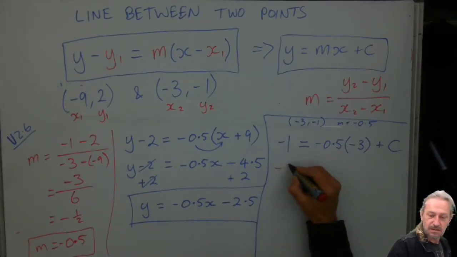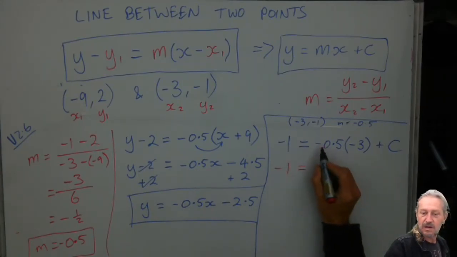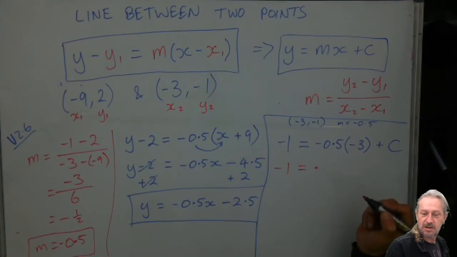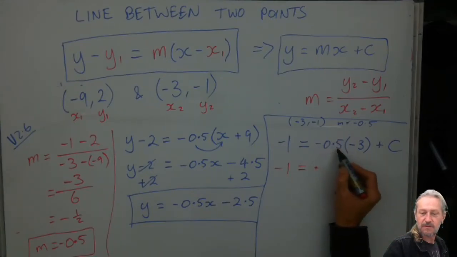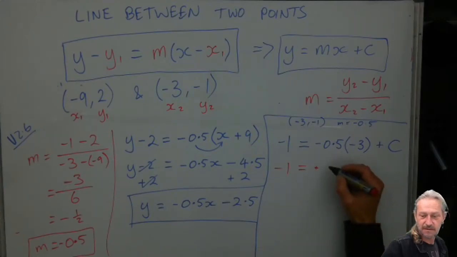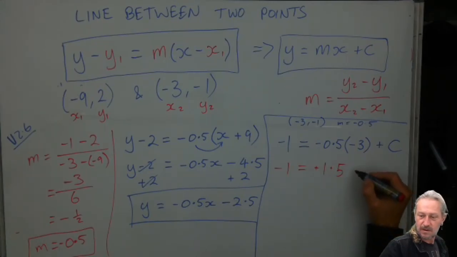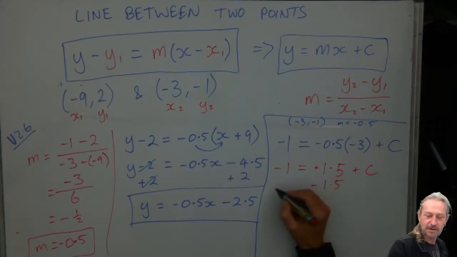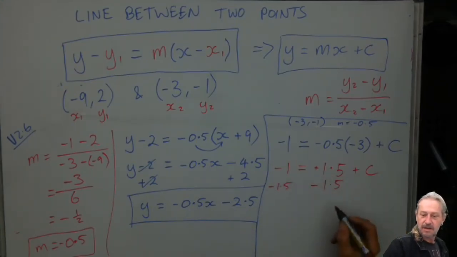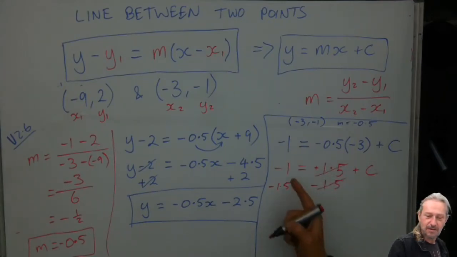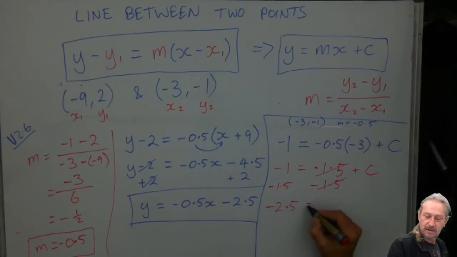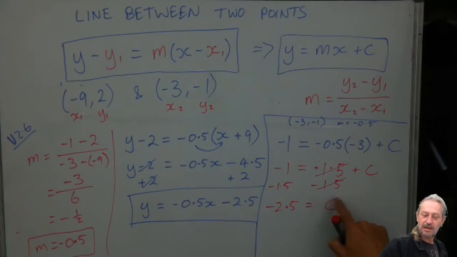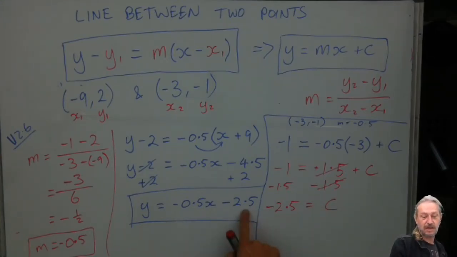So it's -1, change to red. Negative times a negative is going to be a positive. 0.5 times 3 is half of 3. Positive 1.5 plus this thing. And then we're going to take 1.5 from both sides. That cancels with that. And we get -1, take away another 1.5. And we find out that our number on the end of our equation, and they match.